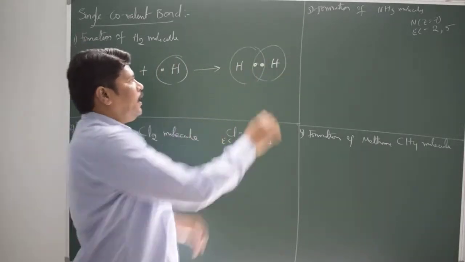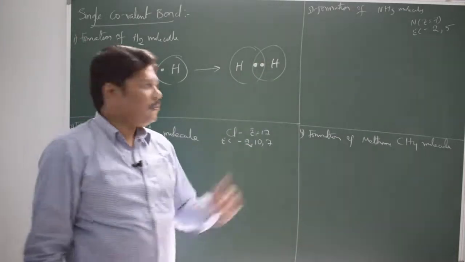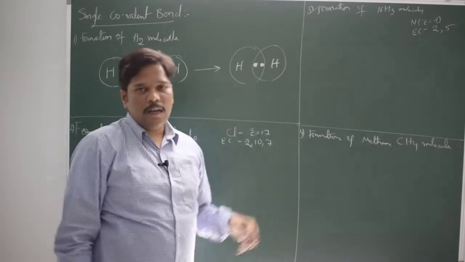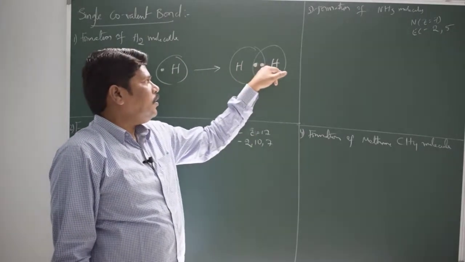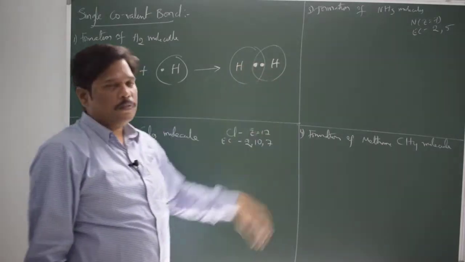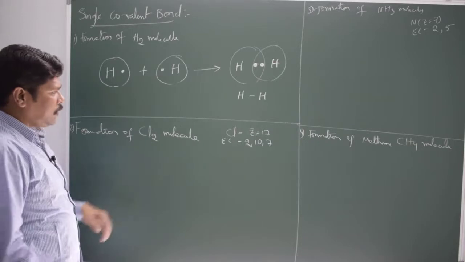So each will have two electrons, each will have a share of two electrons. So only one pair of electrons is shared, one electron from each element. Okay, now we'll see the chlorine molecule structure.